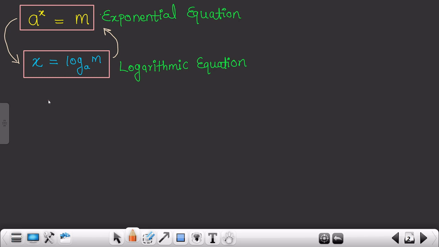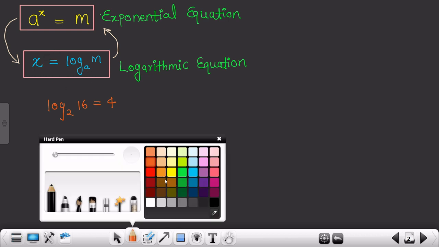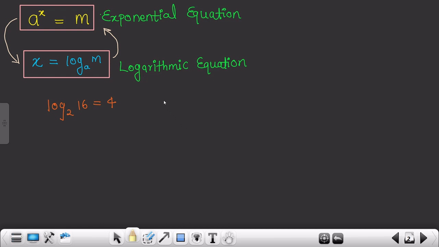Let's suppose we have log to the base 2 of 16, and it is equal to 4. How are you going to write this equation in the exponential form? First of all, as we did earlier, we see that the base a is equal to 2. Then m is equal to 16, and x is equal to 4. This is what we can see from this equation.